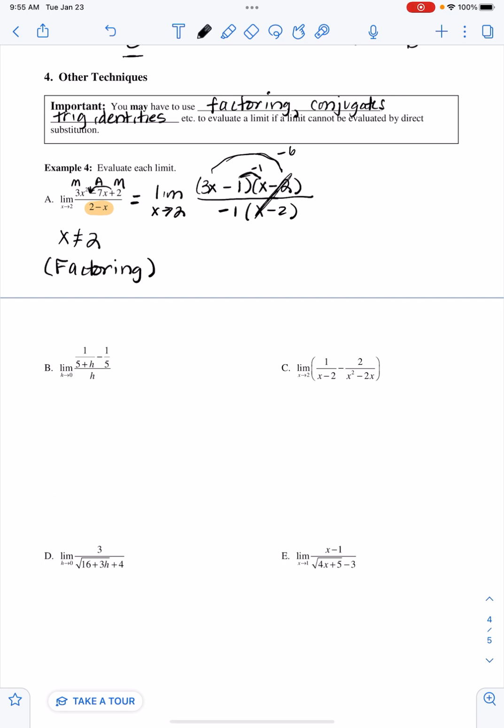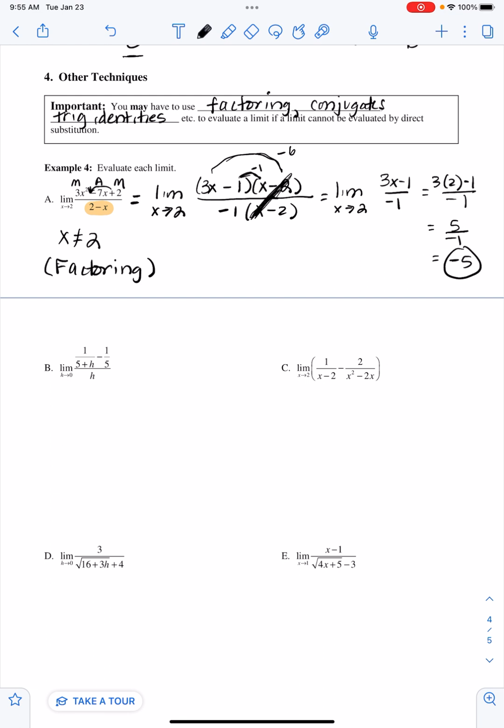So the good news is our issue that we had disappears. So we have the limit as x approaches 2 of 3x minus 1 all over -1. So this would be the case where now we can go ahead and evaluate and plug in the 2. So we get 3 times 2 minus 1 all over -1. So this will be 5 over -1. So we get an answer of -5.